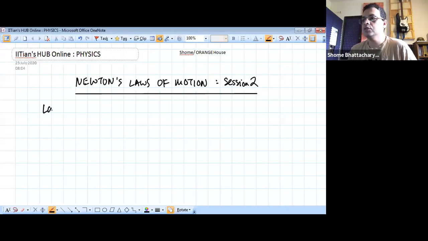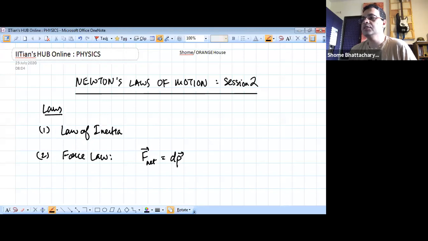So now, just to take a quick recap of the principles of Newton's laws themselves. We saw the laws last time. First was the law of inertia, which I'm sure all of you understand well. Second was the force law. This is where we saw that the net external force acting on a body was defined as the rate of change of its linear momentum. So this is the proper statement of Newton's second law. The net external force is equal to the rate of change of momentum, where of course momentum is defined as mass multiplied by velocity.